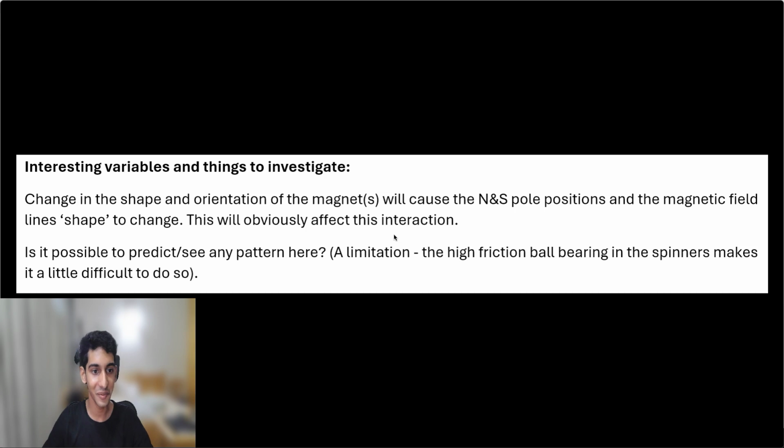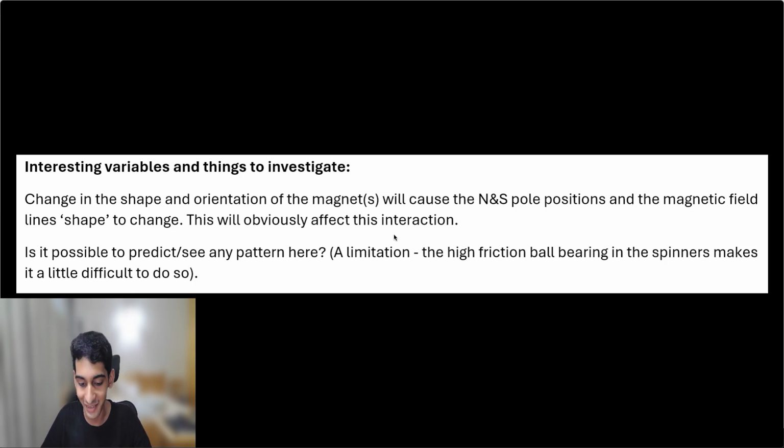Now, here are some interesting variables and things that I would like to investigate further. Now, the first thing is that change in the shape and orientation of the magnets will cause the north and south pole positions and, in turn, the magnetic field lines shape to change. This will obviously affect their interaction, right? And that's one question. And the second thing that I would like to look into is, is it possible to predict or see any pattern here?